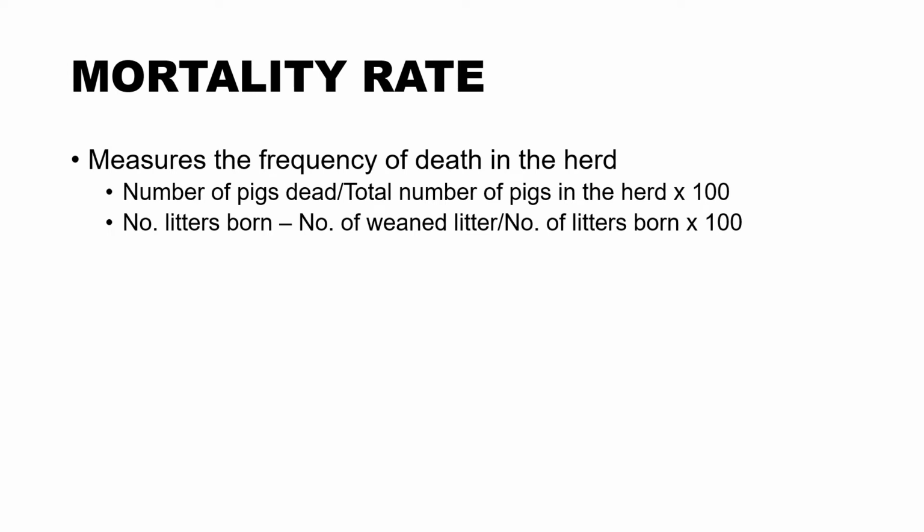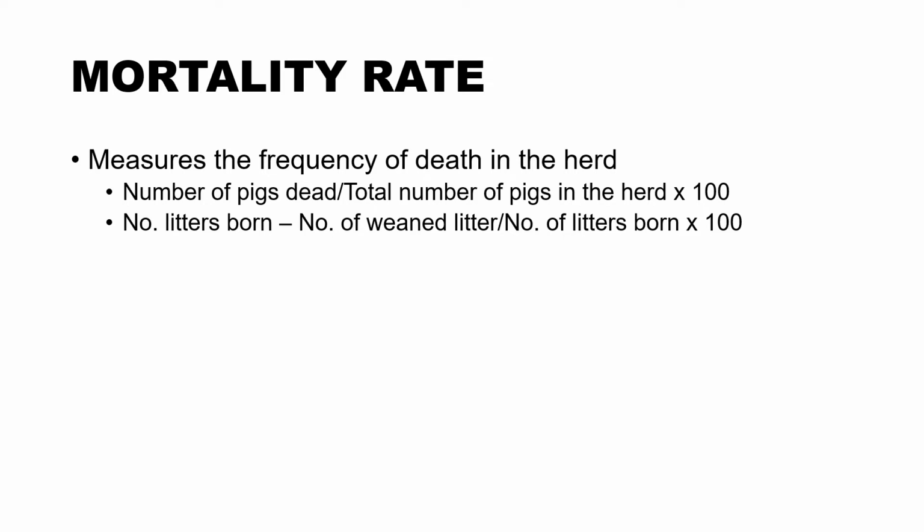So when we say mortality rate, it measures the frequency of death in the herd. So ilan yung namatay doon sa herd mo. It is usually expressed as a percentage. So we have here two formulas for that. First one, number of pigs dead divided by the total number of pigs in the herd times 100.